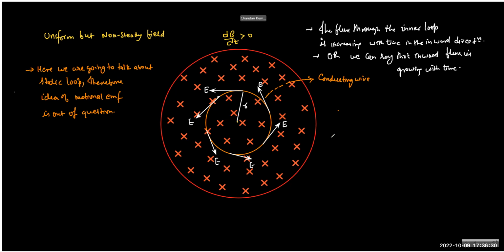So what is the takeaway here? That the electric field is already there. The conductor which you bring into the region will experience the electric force, which in turn will create the current. And to create the current, it must be tangential to the path. And why did we draw the circular path? Because by virtue of symmetry, every point on the concentric circle will have the same value of electric field strength.